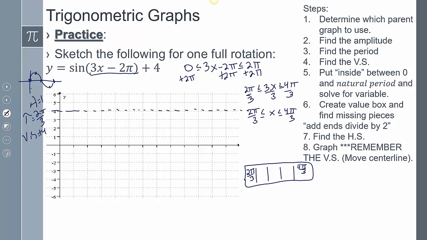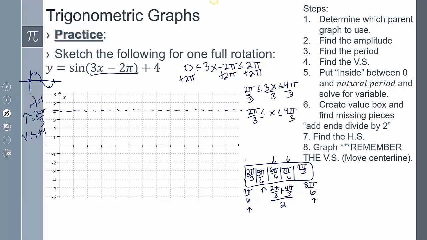And so to find the middle value, if you add the ends and divide by 2, you're going to get 2 pi thirds plus 4 pi thirds. Divide that by 2, you're going to get 6 pi 6. Which means I have to scale this, so this will become 4 pi 6, and this will become 8 pi 6. Which means if I add these ends and divide by 2, this will become 5 pi 6, and this will become 7 pi 6. And so it counts up 4, 5, 6, 7, 8.